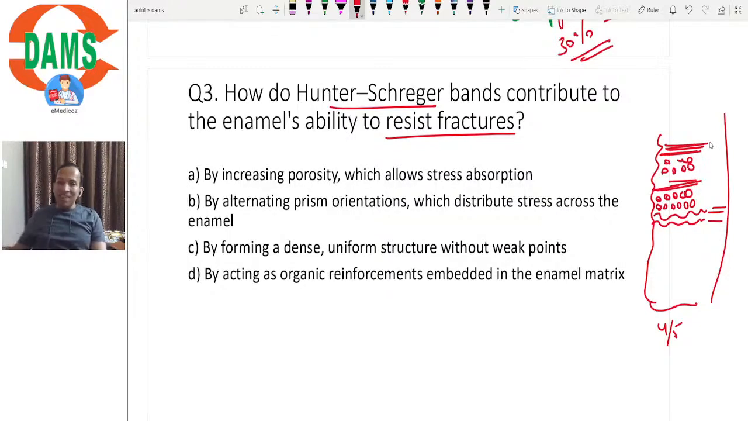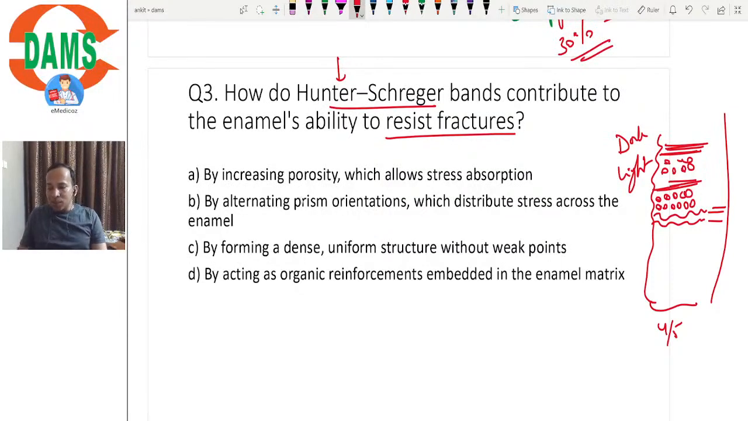Because of this changing orientation of enamel rods, a particular pattern is created: alternating dark and light zones. These alternating light and dark zones are called Hunter-Schreger bands. We have studied this in class, right? Why do Hunter-Schreger bands form? Because of the different orientation of enamel rods, and they are seen in polarized light or reflected light, right?